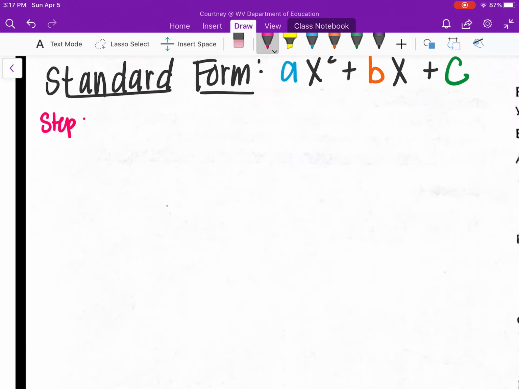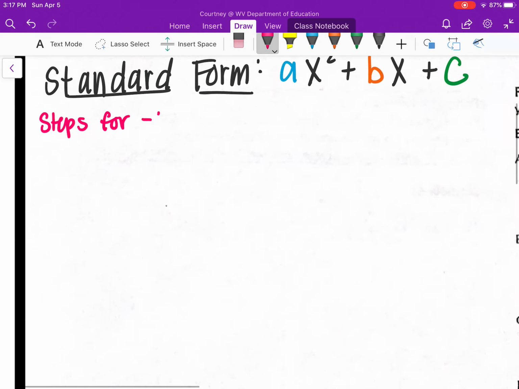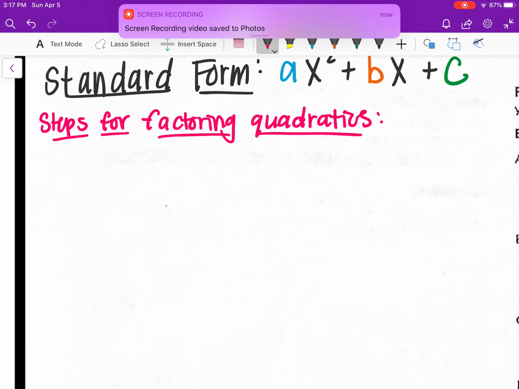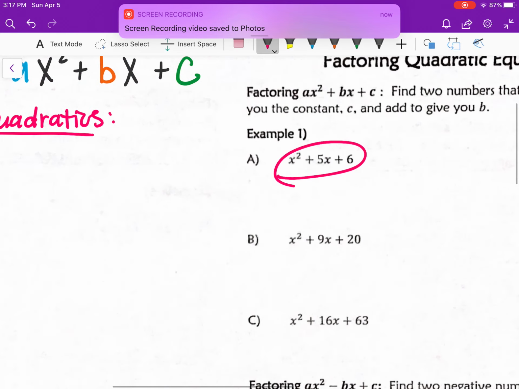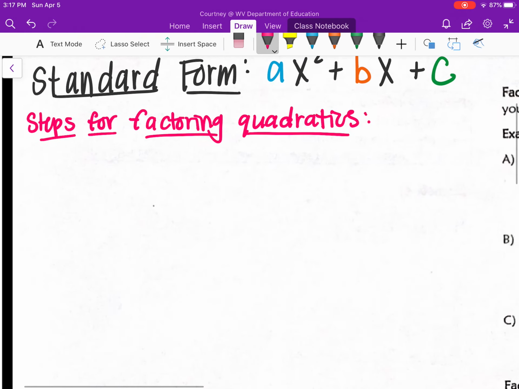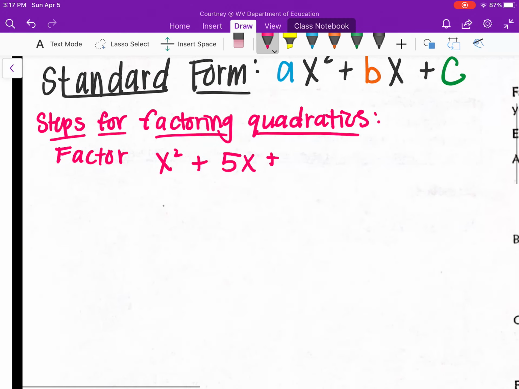I'm going to write steps for factoring quadratics. The steps for factoring quadratics. So our instructions are, we're going to look at part A over here as our example. So I'll erase this. But part A, we're going to factor the trinomial x squared plus 5x plus 6. Let's go ahead and identify all of our coefficients.